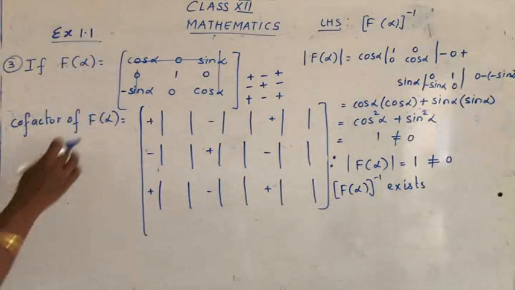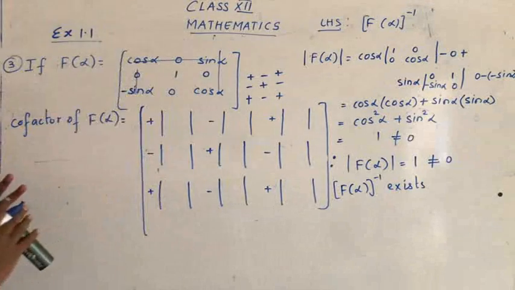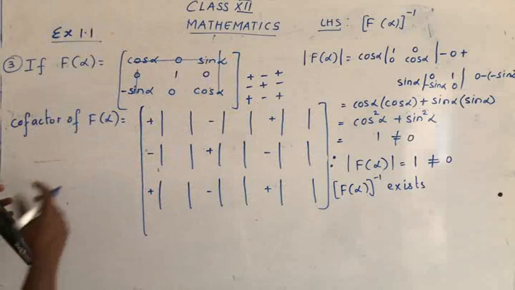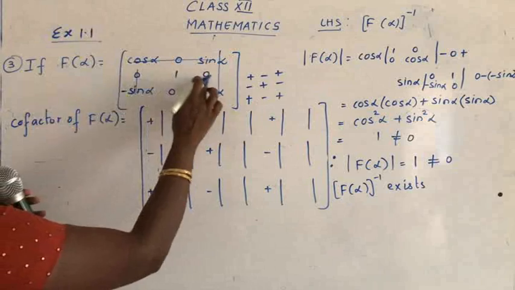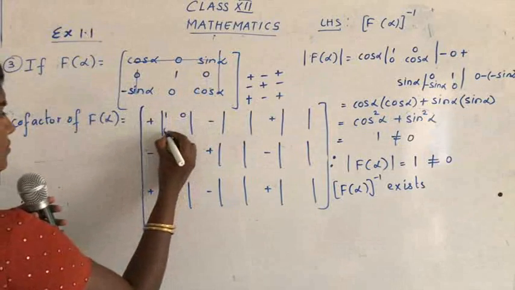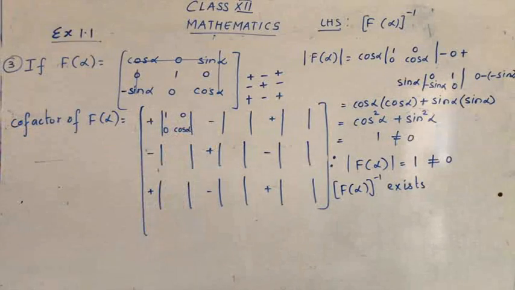So first cos alpha. Just eliminate the corresponding row and the corresponding column. So what is left now? 1, 0, 0, cos alpha. Come on, fill out the remaining things.